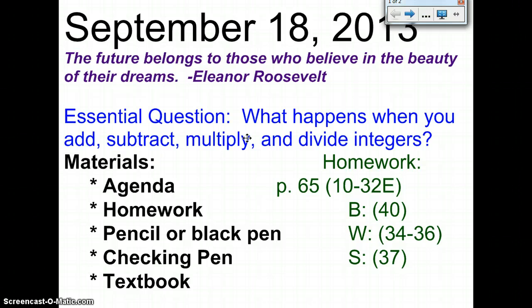Please make sure that you recorded down the correct homework in your agenda. Homework tonight is page 65, numbers 10 through 32 even. Everybody is doing that portion. Blue homework is page 40. White is 34 through 36. And silver is 37. When you're done with that, go ahead and take out your notes and your textbook. Your textbook should be opened up to Chapter 2, Section 3.